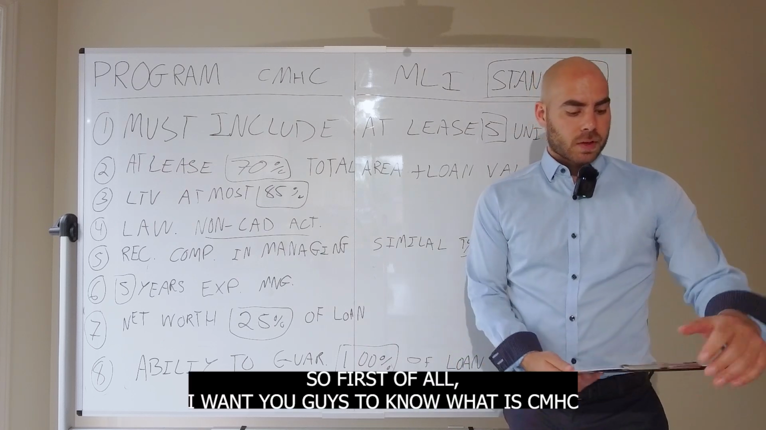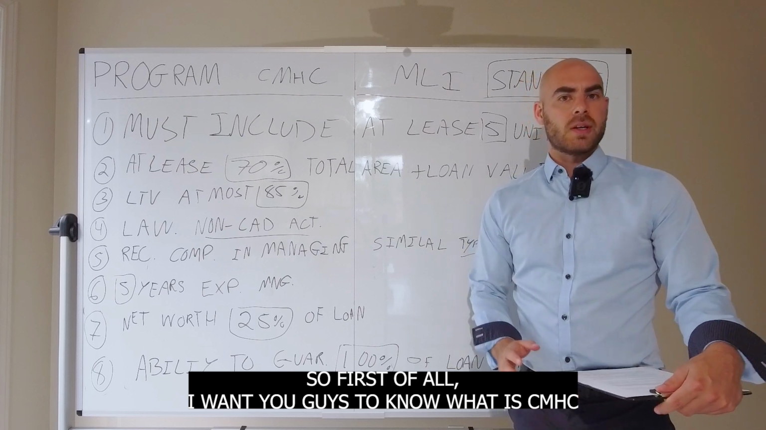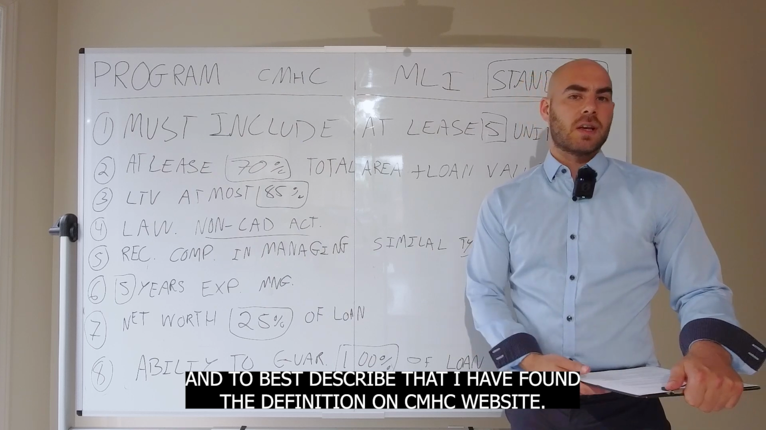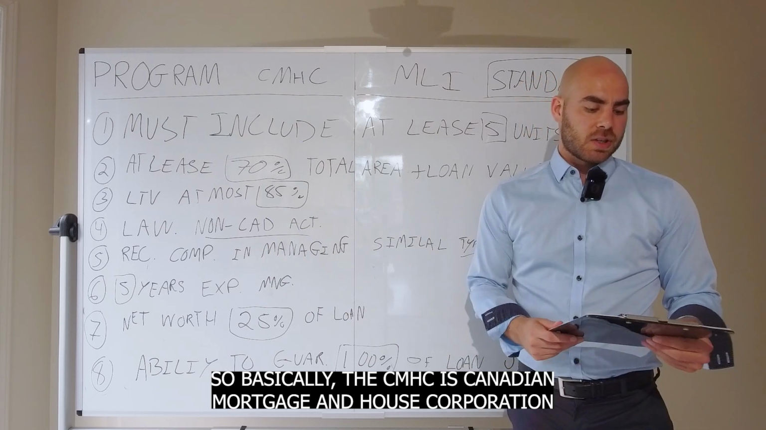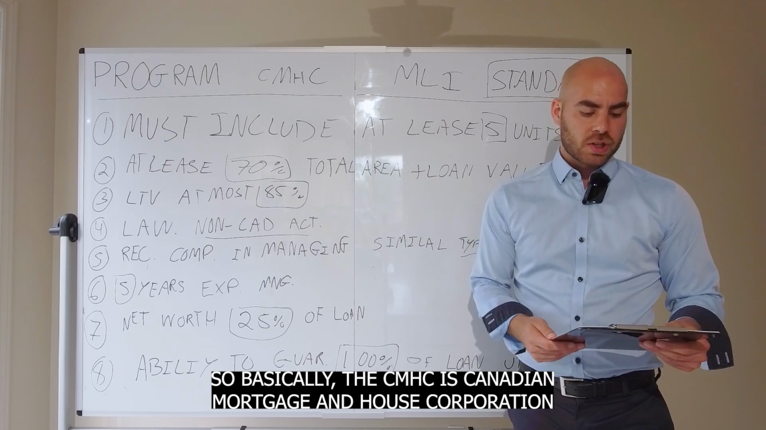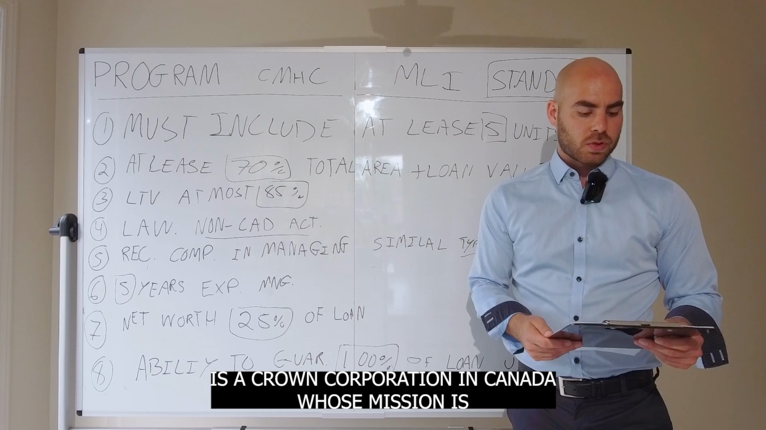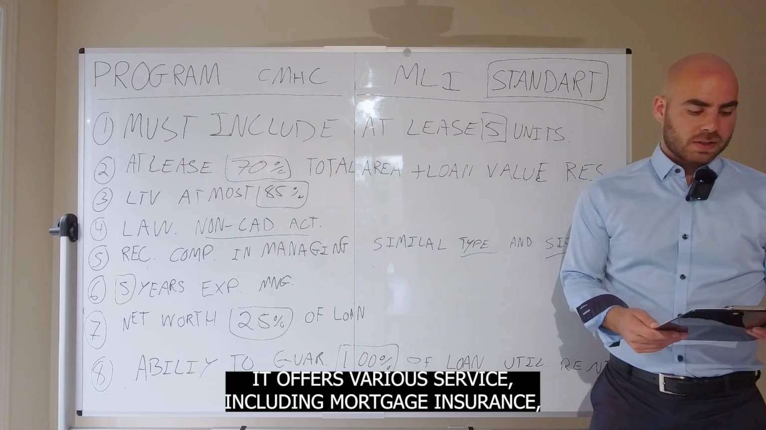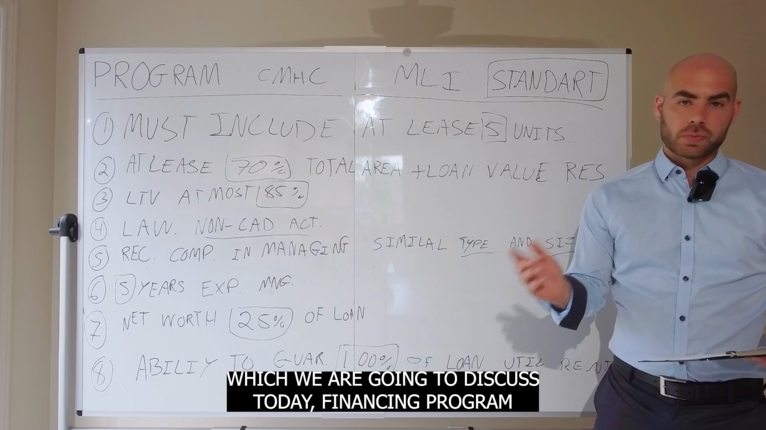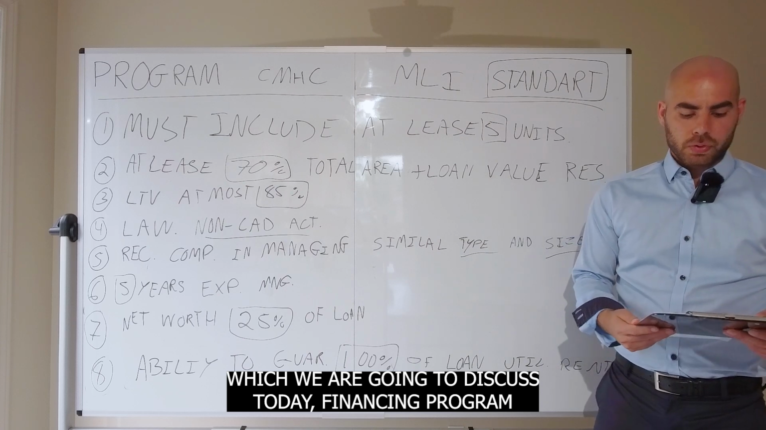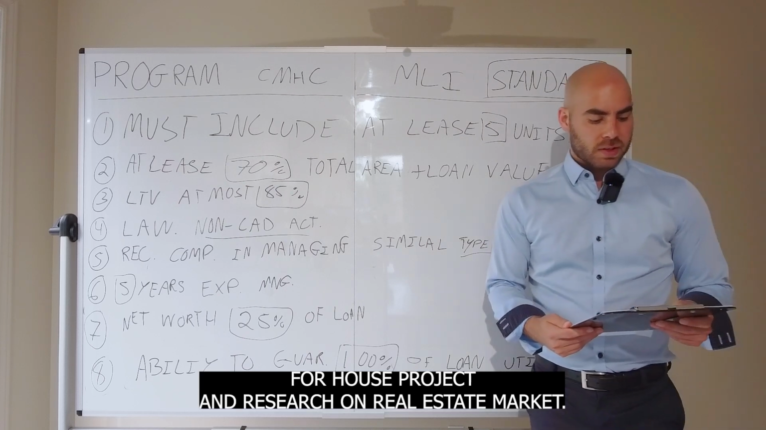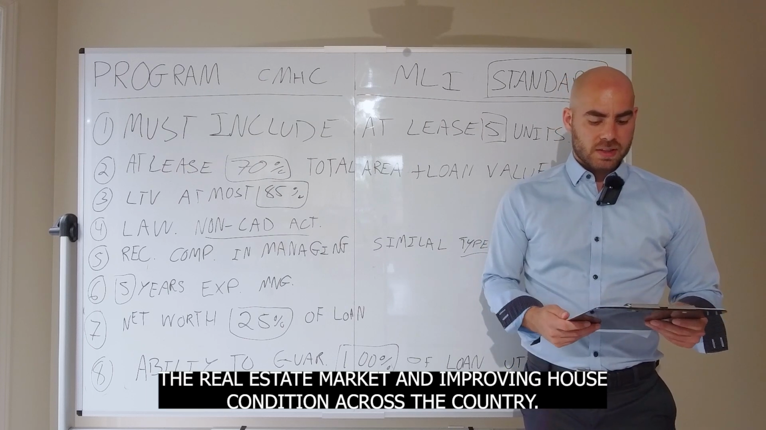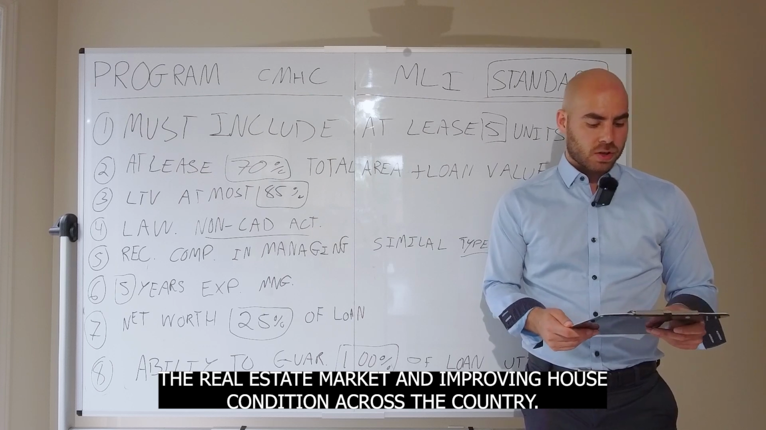So let's get started. First of all, I want you to know what CMHC is, and to best describe that, I found the definition on the CMHC website. CMHC, the Canada Mortgage and Housing Corporation, is a crown corporation in Canada whose mission is to facilitate access to housing for Canadians. It offers various services, including mortgage insurance, which we are going to discuss today, financing programs for housing projects, and research on the real estate market. CMHC plays a key role in stabilizing the real estate market and improving housing conditions across the country.